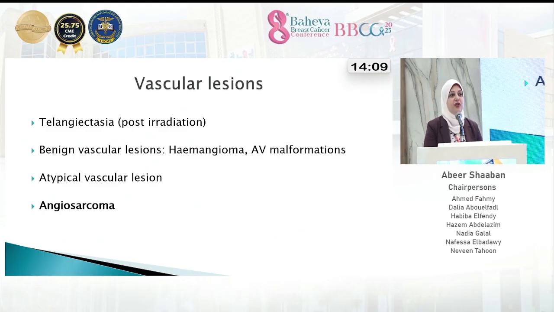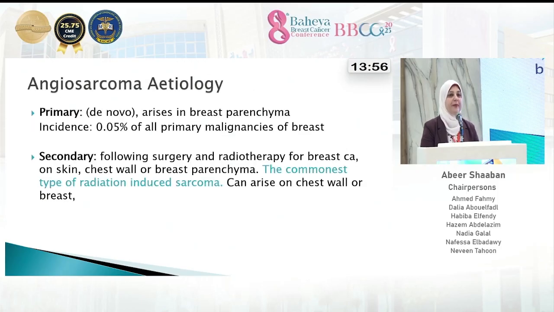So post-irradiation, a number of lesions can occur, including just simple telangiectasia, dilated vessels, benign vascular lesions, atypical vascular lesions, or angiosarcoma. Of course, angiosarcoma is the most important and the commonest. It can occur as primary angiosarcoma without history of radiotherapy, and this is extremely rare, or secondary following radiotherapy, particularly after wide local excision in breast cancer. And this can occur in the breast or in the chest wall itself.